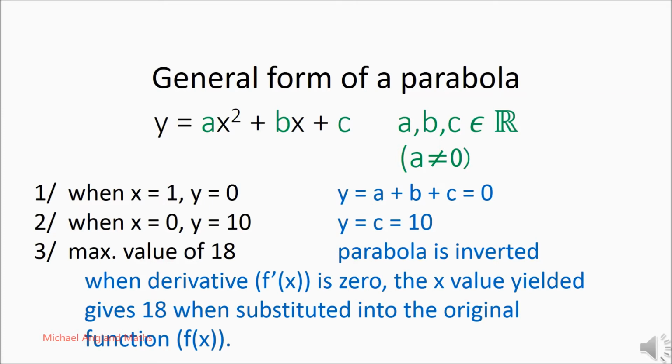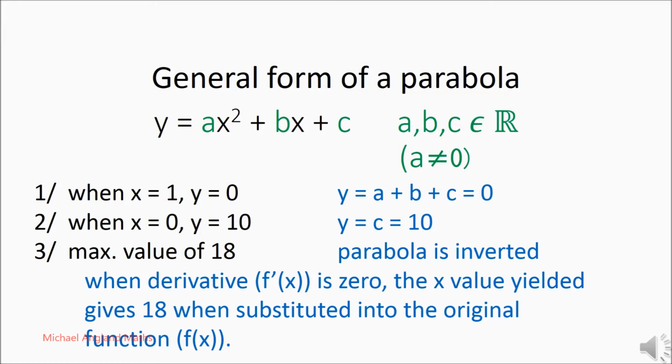Now looking at the third condition, a maximum value of 18. Typically when we see a parabola, it has a minimum value. That is, it goes upward on both sides from a minimum point. But if the coefficient of the x squared term, that is a, is negative, then it will be inverted. So it will have a maximum value rather than a minimum value, and it will go downwards as x gets greater, and also as x gets progressively more negative.